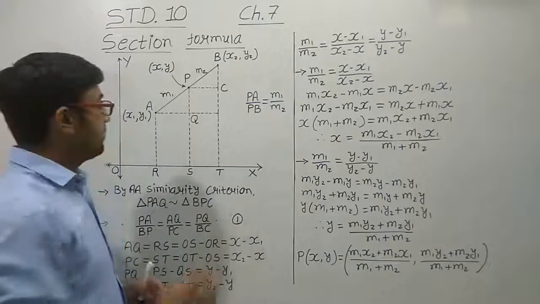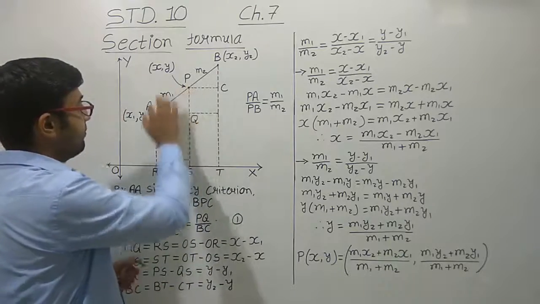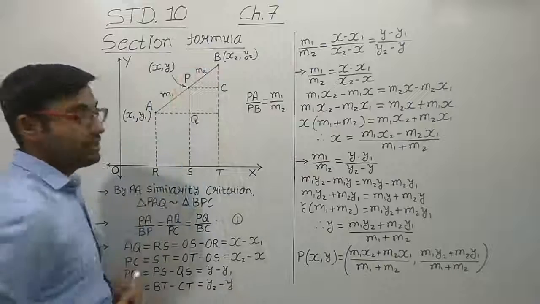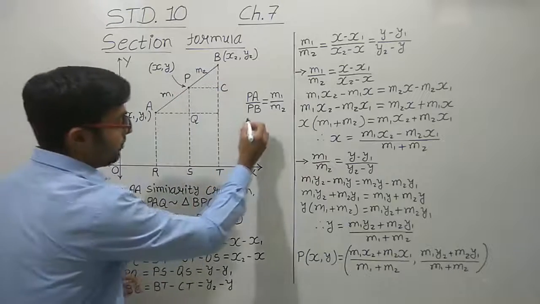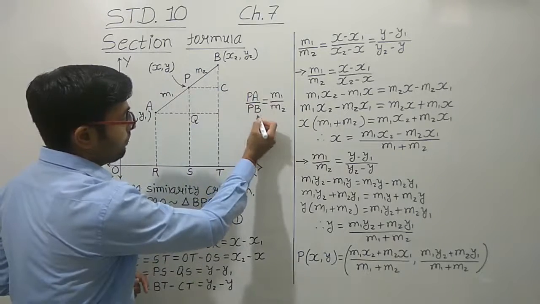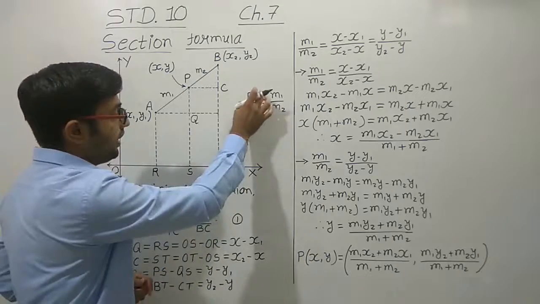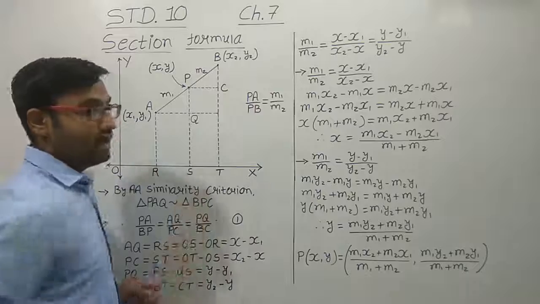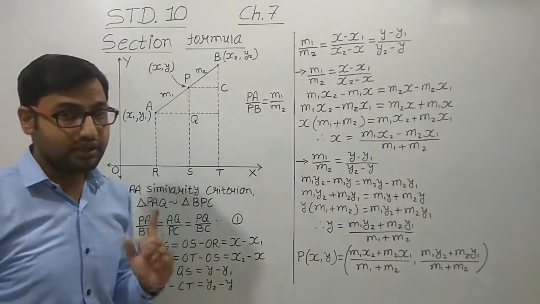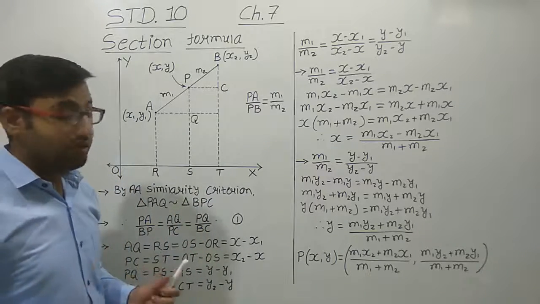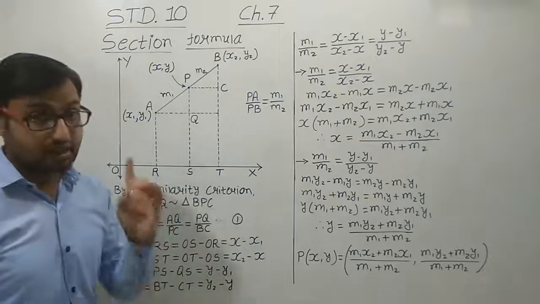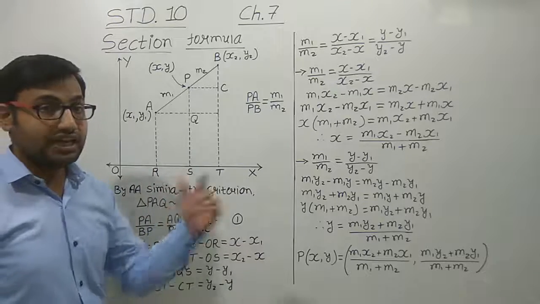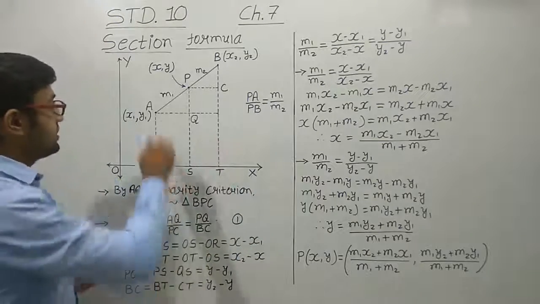So let us assume that AP is m1 and PB is m2. That is why we have written down here the ratio of PA to PB, PA to PB is equal to m1 upon m2. Right? Okay. Because we don't know where the point P is, but it is confirmed that P is on the line segment AB.